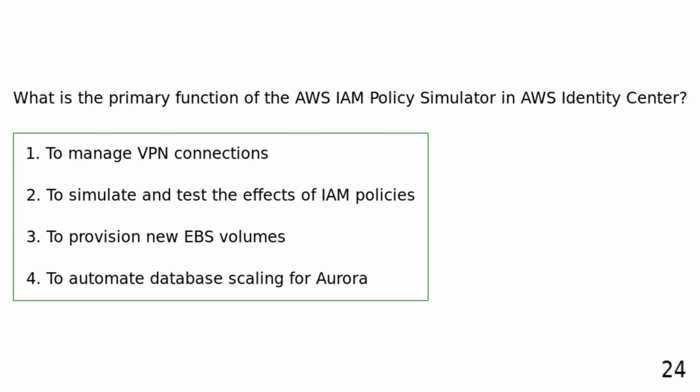What is the primary function of the AWS IAM Policy Simulator in AWS Identity Center? To manage VPN connections. To simulate and test the effects of IAM policies. To provision new EBS volumes. To automate database scaling for Aurora.